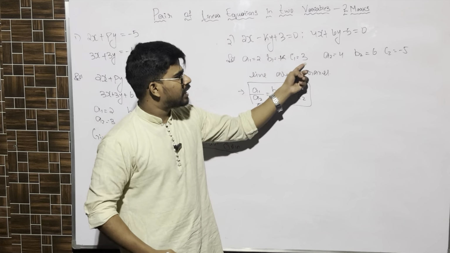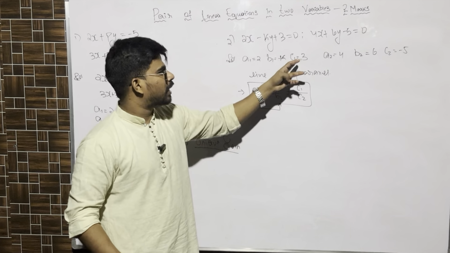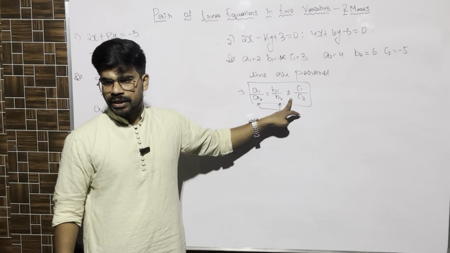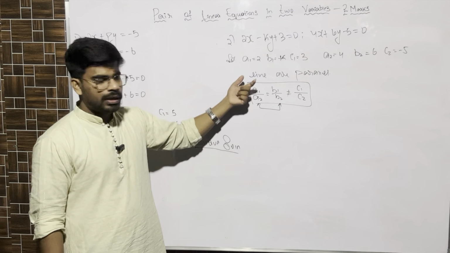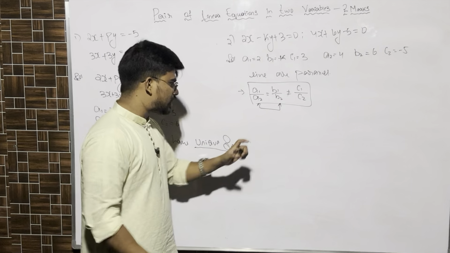C1 and C2 are 3 and minus 5, and the not-equal-to sign is there. He is not asking for what value it won't be equal. He is asking us to find the value of K. That's why I am taking A1, A2, B1, B2. Simply substitute it over here.